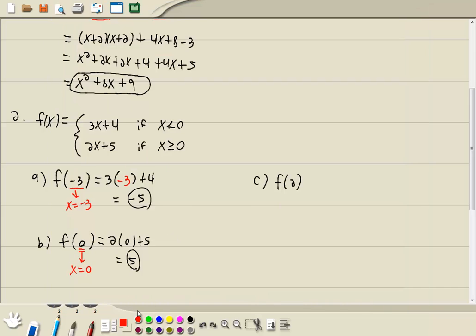F of 2. And again, whatever's inside your parentheses right here is your x, so they're telling us x is 2. I want to mentally plug that into my conditions here. Is 2 less than 0 or is 2 greater than or equal to 0? Well, this one, it's greater than or equal to 0. So we're going to plug into this piece. So we've got 2 times 2 plus 5, which is 4 plus 5 or 9.